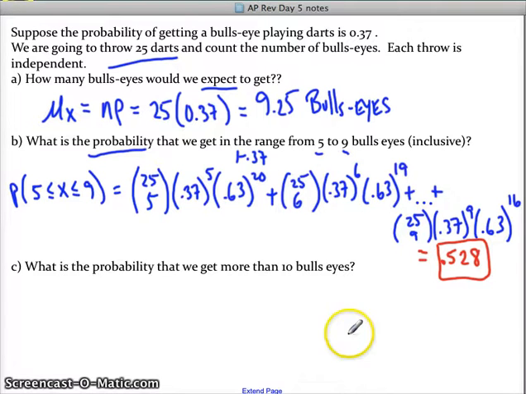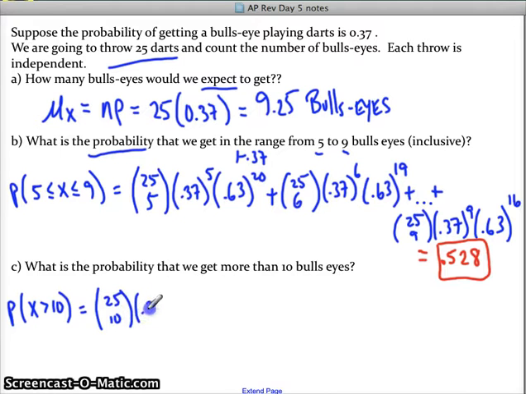Okay. What's the probability that we get more than 10 bullseyes? Okay, so the probability that X is more than 10. All right, well, let's start with 10. 25 choose 10. Probability of success, 0.37 to the 10th. Probability of failing, 0.63 to the 25 minus 10. Oh, I already made a mistake. What did I do? I'm glad I caught this.